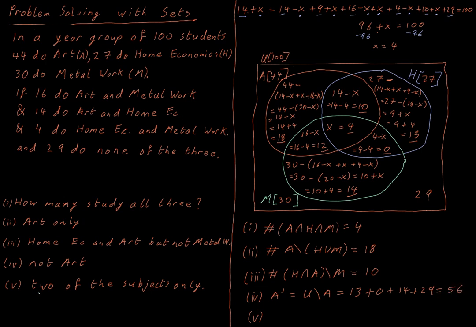And then finally, 2 subjects only. Now, this one can be a little bit messy to write in set notation, but it's probably a worthwhile exercise to do out. So it would be the intersection of art and home economics, along with art and metalwork, along with home economics and metalwork, but excluding, but not the intersection of all three, these 4 in the middle. So that'd be 12 plus 10 plus 0 ends up being equal to 22.